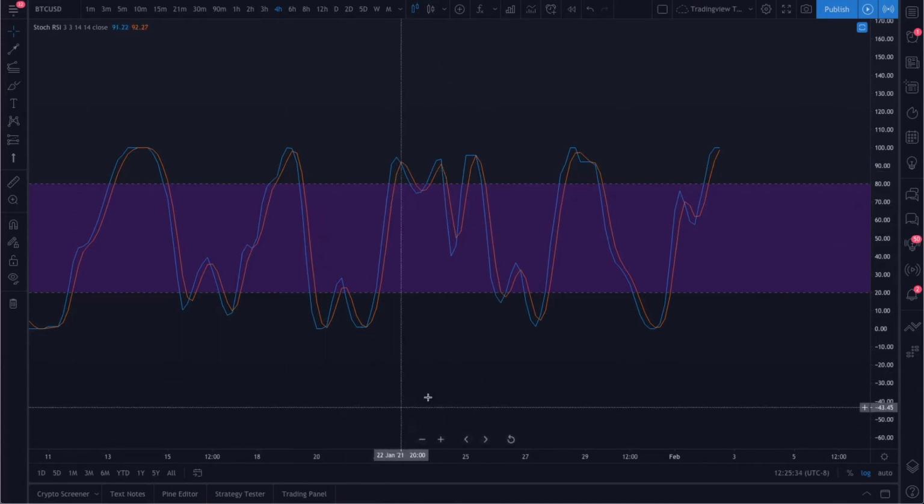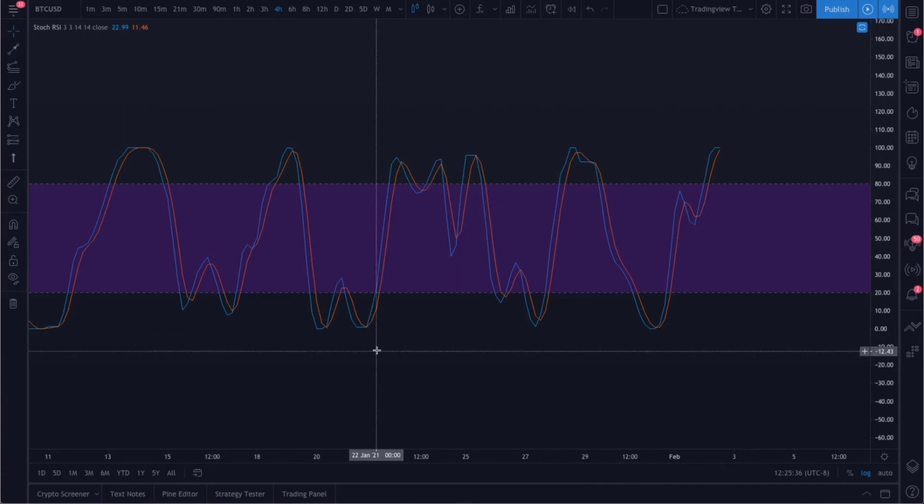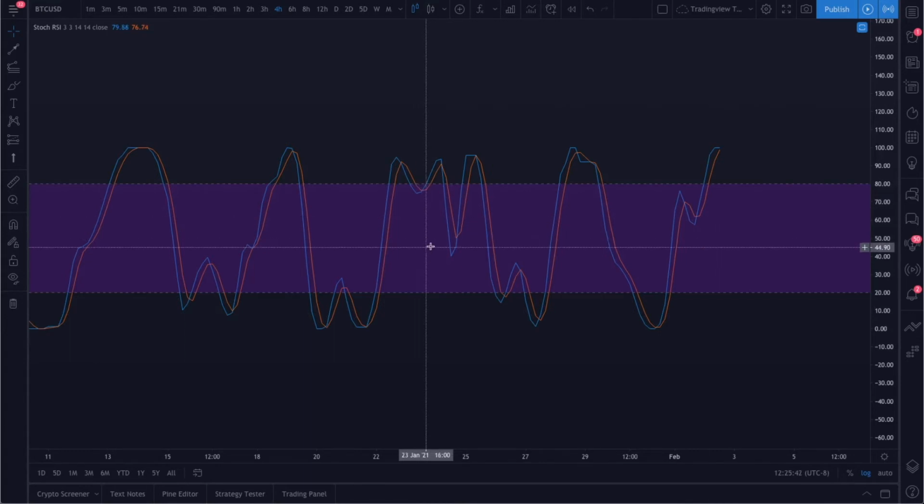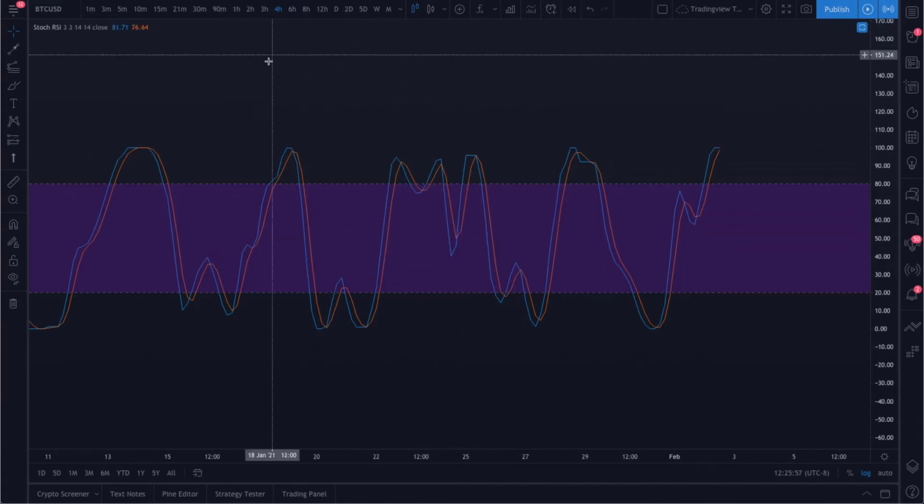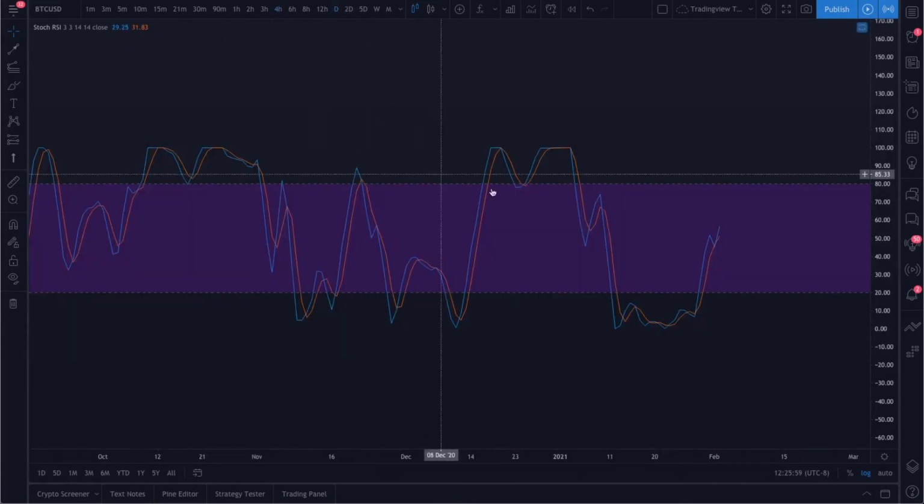Now, typically, bullish crosses will happen down here in the oversold territory. However, you can get them to happen up here in the overbought territory. This usually happens in strongly trending markets to the upside. So as with Bitcoin, we are seeing a strongly trending market to the upside, and we will see these bullish crosses in the overbought territory.